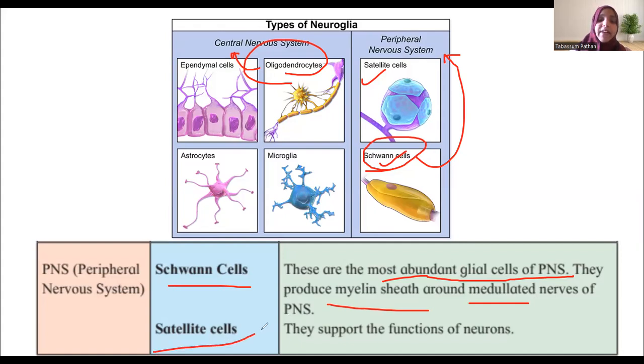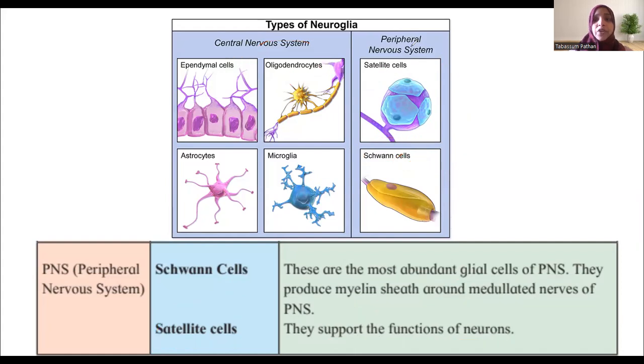Okay, and then finally the satellite cells; their general function is that they support the function of the neurons. Okay, not many details are present regarding the satellite cells, only this much, so we will stick to our discussion up till here. So these are the types of cells that will help the neuron to function in a proper state.